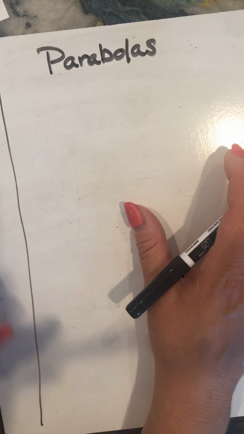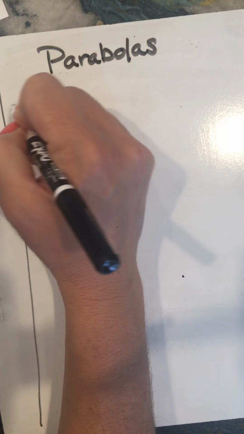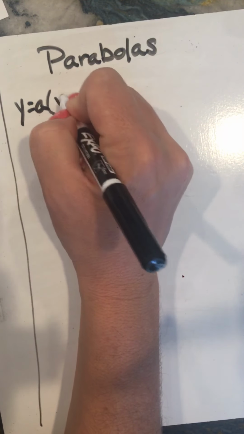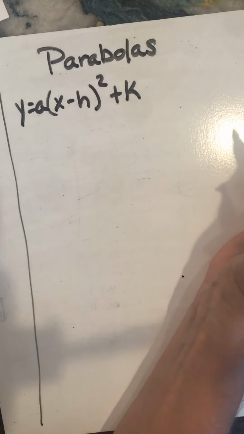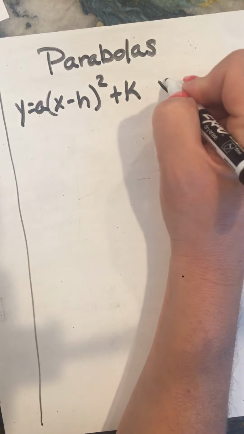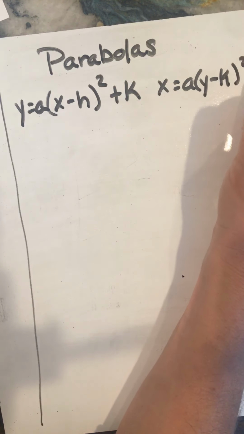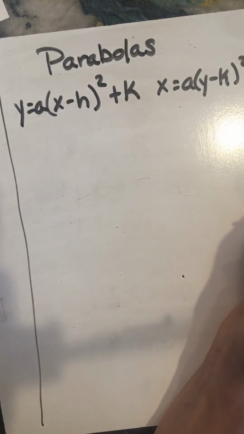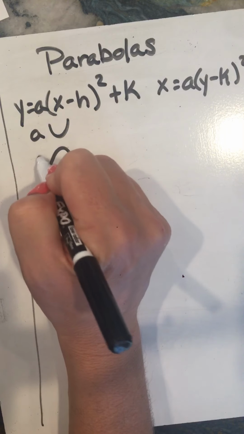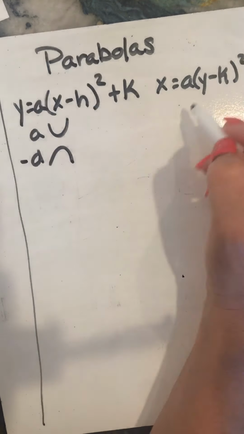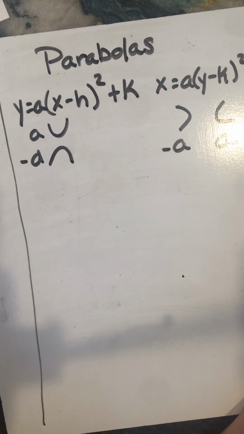All right, parabolas. Parabolas were of the form y equals a times x minus h quantity squared plus k. And the other version is x equals a times y minus k quantity squared plus h. So it depended, this would be an up-down opening if a is positive or a is negative. And this is a left-right opening if a is positive or if a is negative.